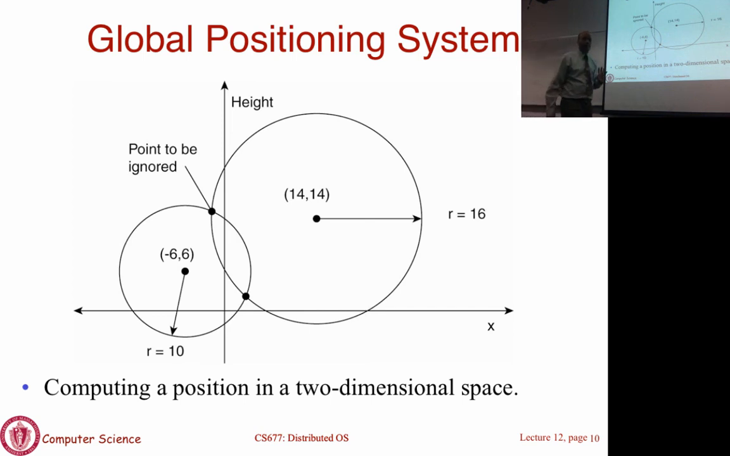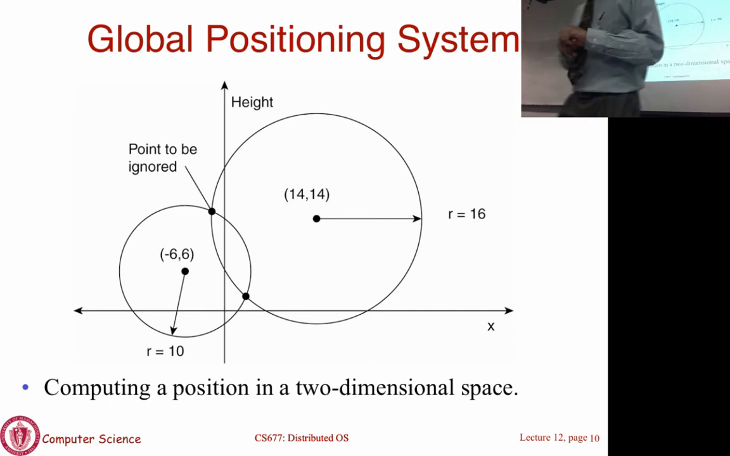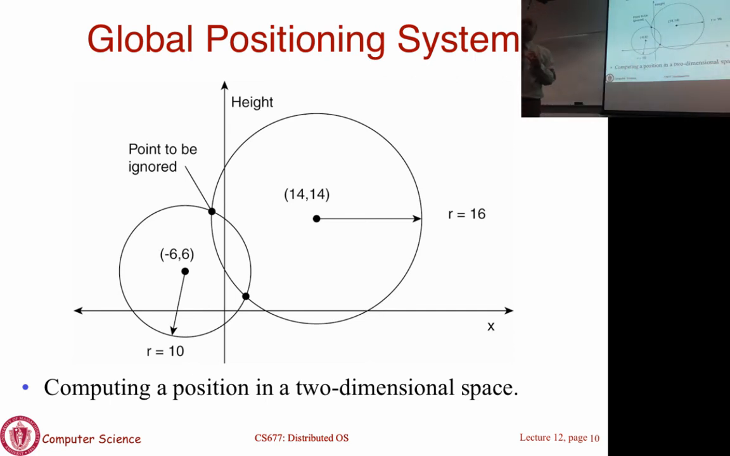So basically, here's the problem that GPS tries to solve. Suppose that you have a node. It could be a GPS receiver, it could be a computing device, it could be a phone. It doesn't matter what it is. It's a node with GPS capabilities.